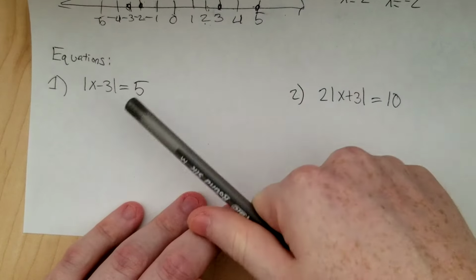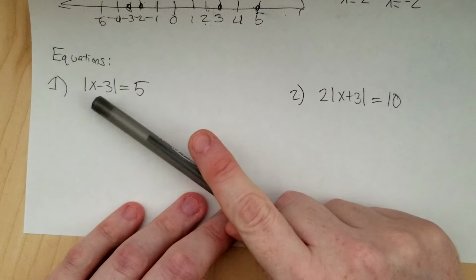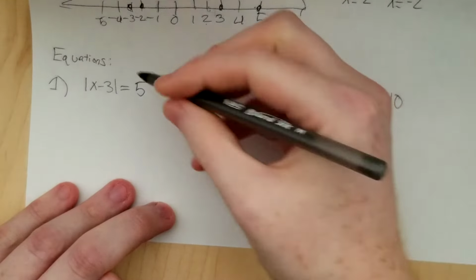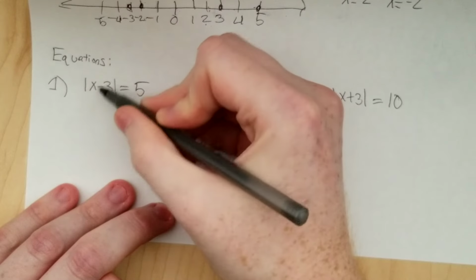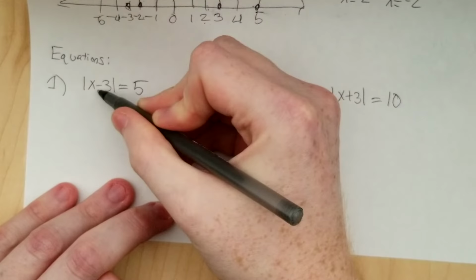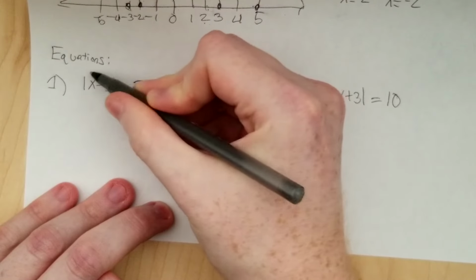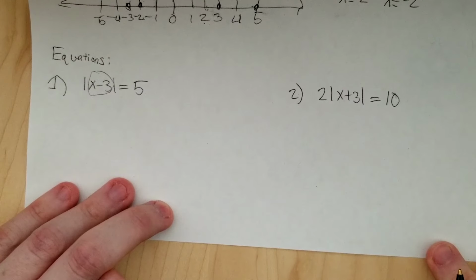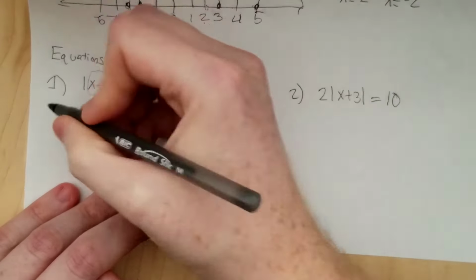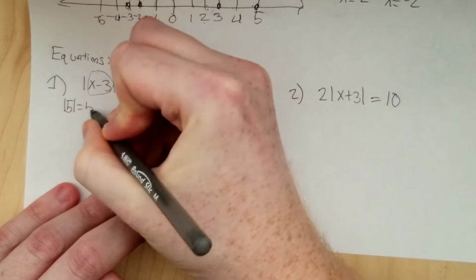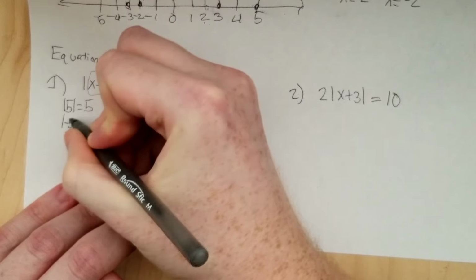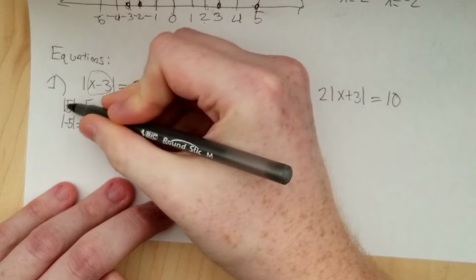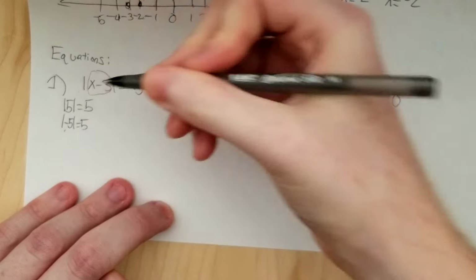The first equation we're looking at is the absolute value of x minus 3 equals 5. Remember, you're just trying to find a number whose absolute value equals 5. The absolute value of 5 is 5, and we know the absolute value of negative 5 is 5. So we want to figure out what would make this inside part equal positive 5, or what would make this inside part equal negative 5.